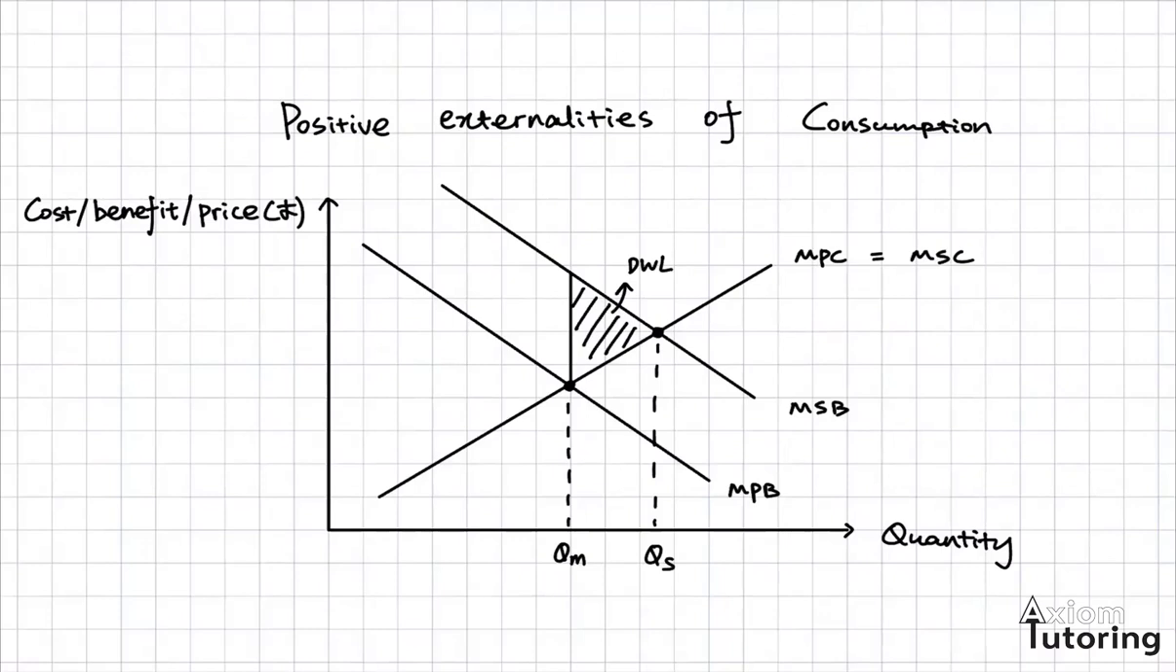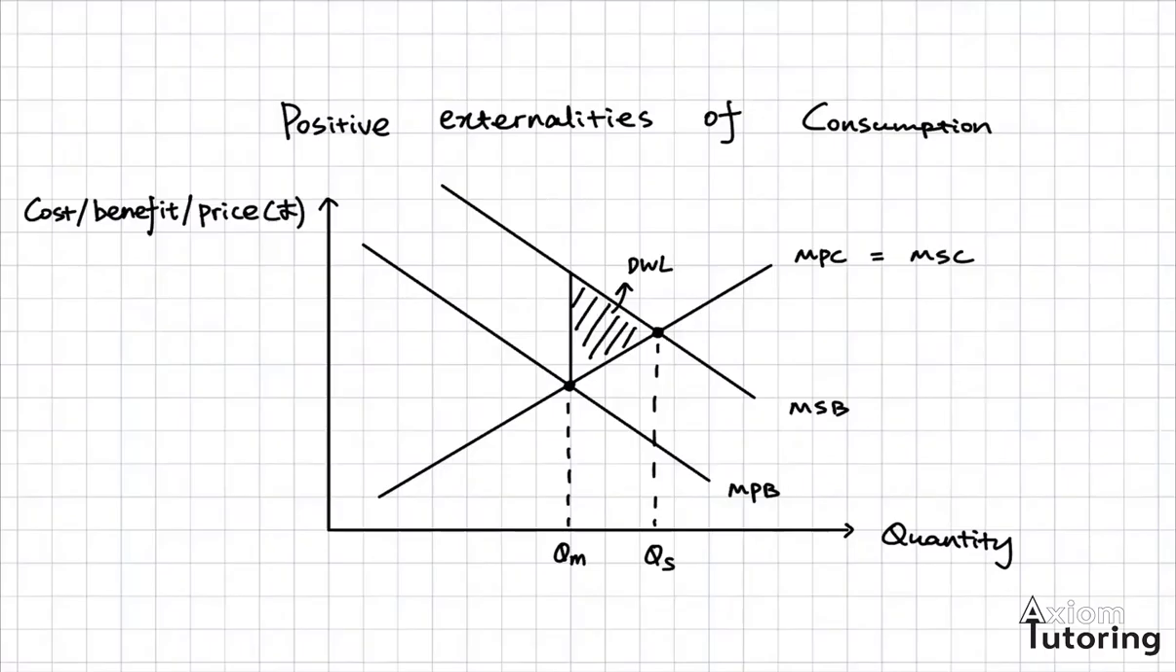Now, let's summarize the entire diagram. MPB shows the private benefits consumers receive. MSB shows the total benefits to society. MPC shows the private costs of production, while MSC shows the total costs to society. And because vaccinations create external benefits, MSB is greater than MPB.